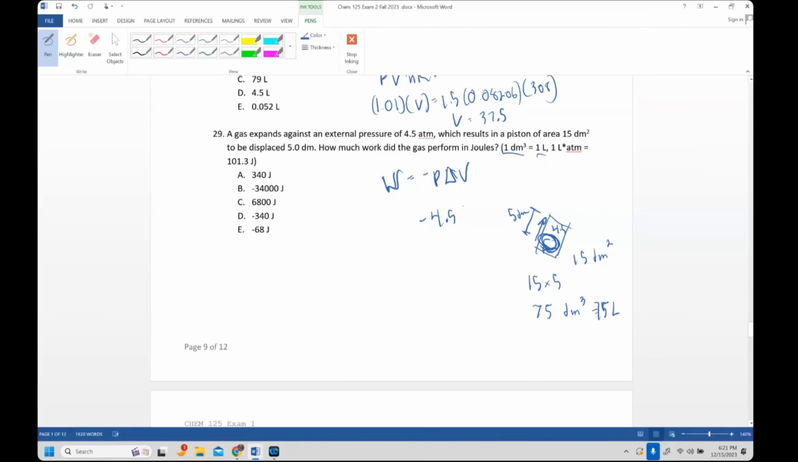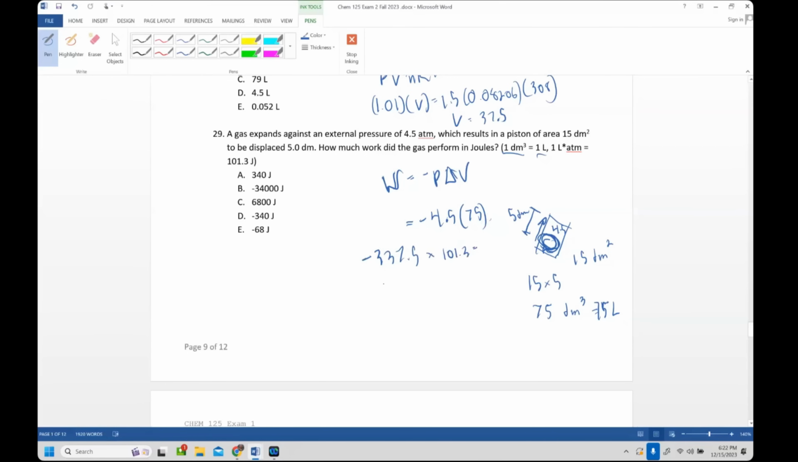So negative 4.5 atm for the pressure. This moves the piston 75 liters. Okay, so then this is going to equal our work. Our work would be 4.5 times 75, so work equals negative 337.5 liter ATM. And we know that 1 liter ATM is 101.3 joules. So we need to multiply this by 101.3.